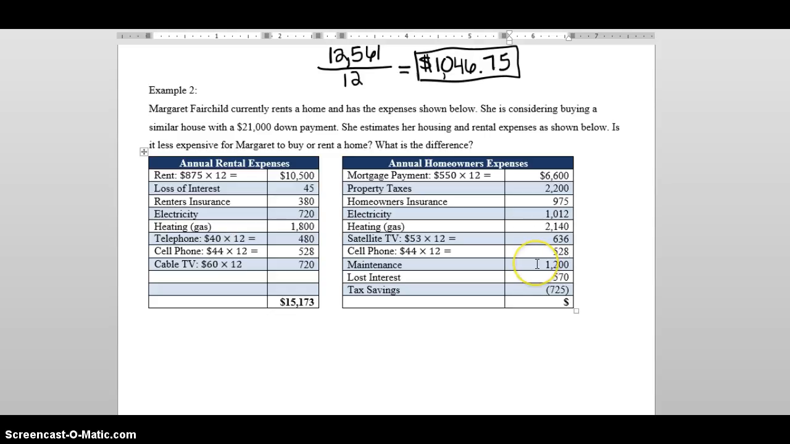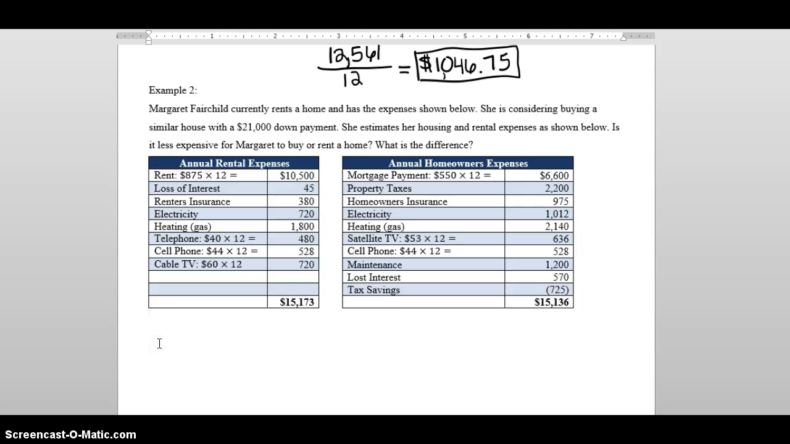She'll pay approximately $1,200 in maintenance, and she will lose $570 in interest. However, she will save $725 for tax savings. As we're adding up all of the homeowner's expenses, we have to do something different with the tax savings. Notice that it is in parentheses. This means that we're going to subtract it because it does not add to her debt. This gives us a total homeowner's expense cost of $15,136.